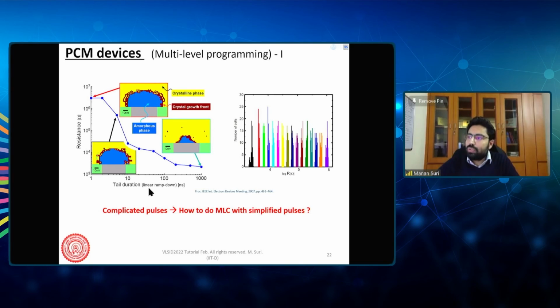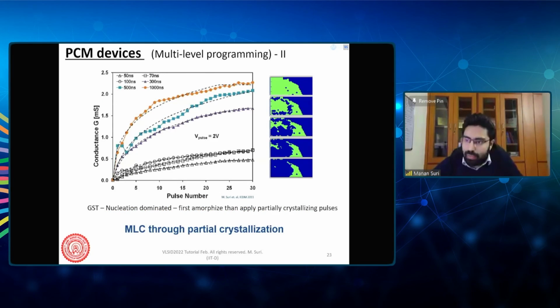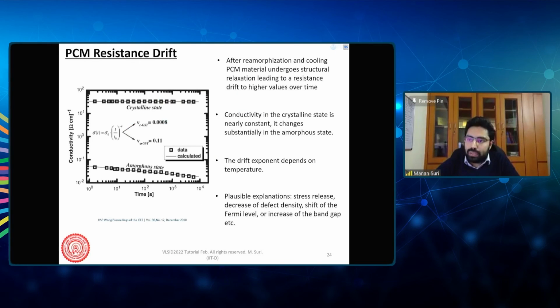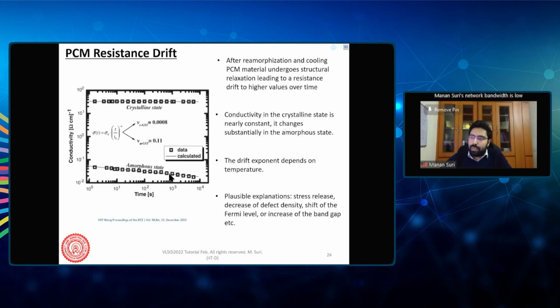Okay, so I'll come to one more point. PCM devices also have the effect of resistance drift. What resistance drift means is that if you program your PCM device to the amorphous state and leave it, there is a tendency for the resistance to slowly increase. This is a temporal effect which is driven by a power law.